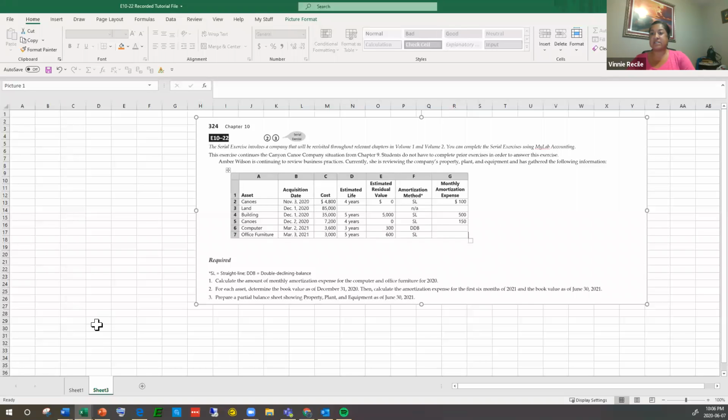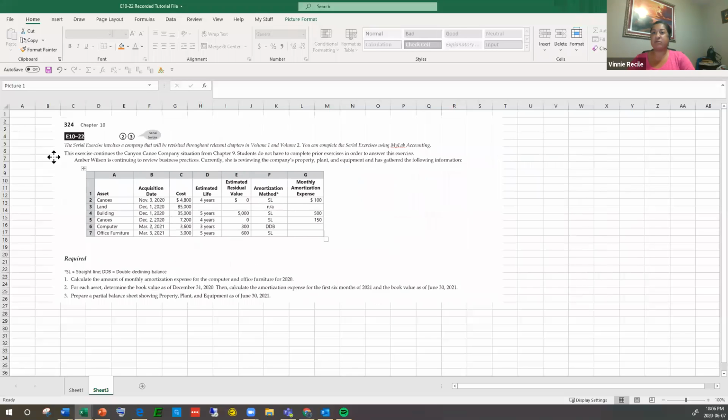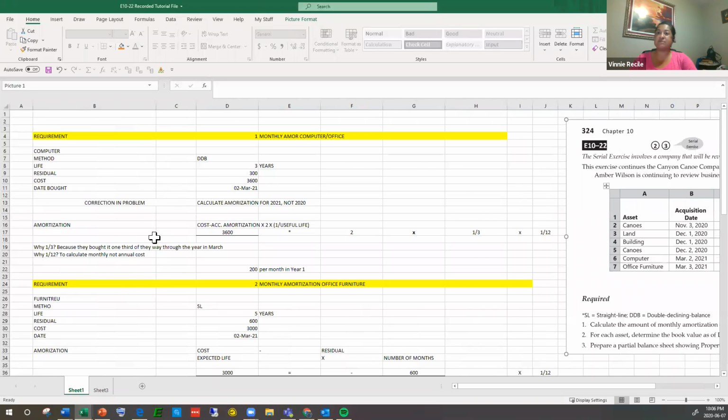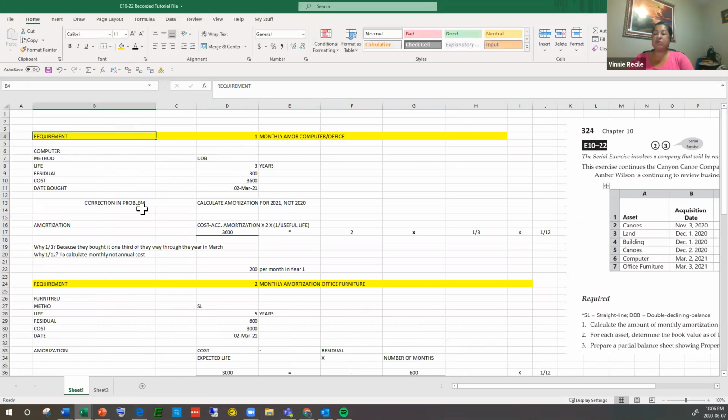Now let's work through the steps to resolve this problem. I've listed the problem out here, and then I've broken out each step so that you can actually see. I'm just going to reshare to make sure you can still see it. So let's take a look at requirement number 1. Requirement number 1 involves calculating the monthly amortization costs of the computer and office equipment.